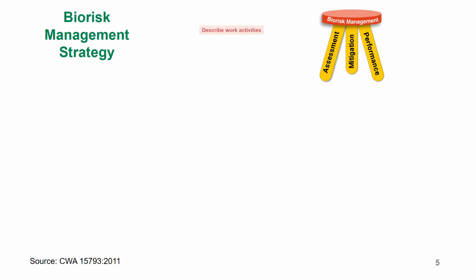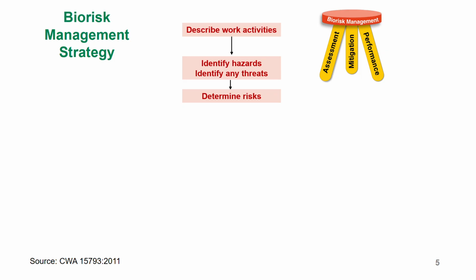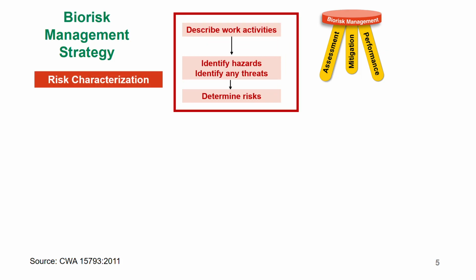The first thing you need to do is describe work activities. Then you need to identify hazards and identify any threats. In the case of the biosecurity risk assessment, what we are concentrated mostly on is identifying the hazards and mostly the threats. Then you determine your risks. This part is known as risk characterization of the biorisk management strategy.